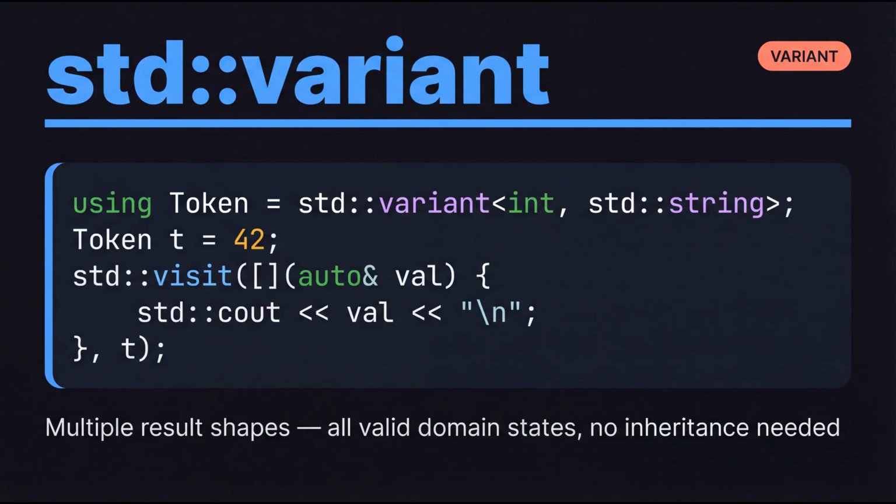This is useful when the result isn't success or failure. It's one of multiple valid shapes. A lexer token can be a number, a string, an operator, or a keyword. A configuration value can be an int, a bool, or a string. Variant models these alternatives without inheritance or heap allocation.